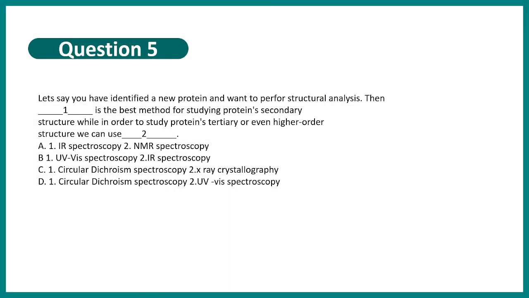Question number 5. Let's say you have identified a new protein and want to perform a structural analysis. Sorry for the spelling mistake. Then dash is the best method for studying a protein's secondary structure, while in order to study the tertiary structure, which would be the best method? And the correct option in this case would be option C. So circular dichroism spectroscopy is really important and majorly used to study the secondary protein signatures, whereas X-ray crystallography is for higher order structures. If you want to learn more about it, you know where to click.